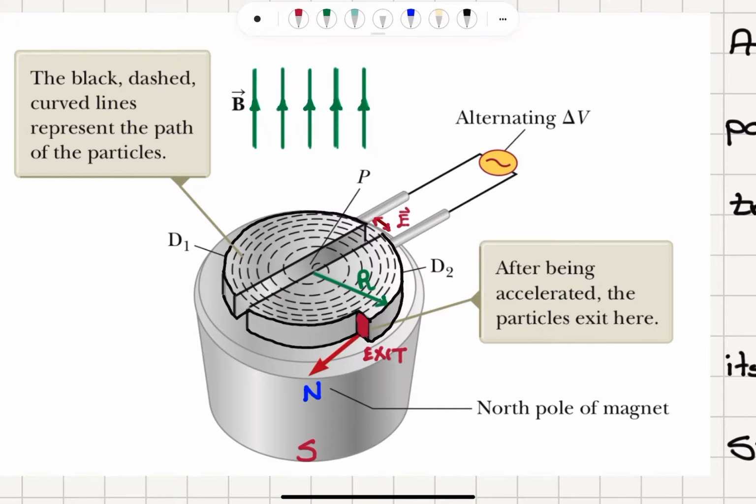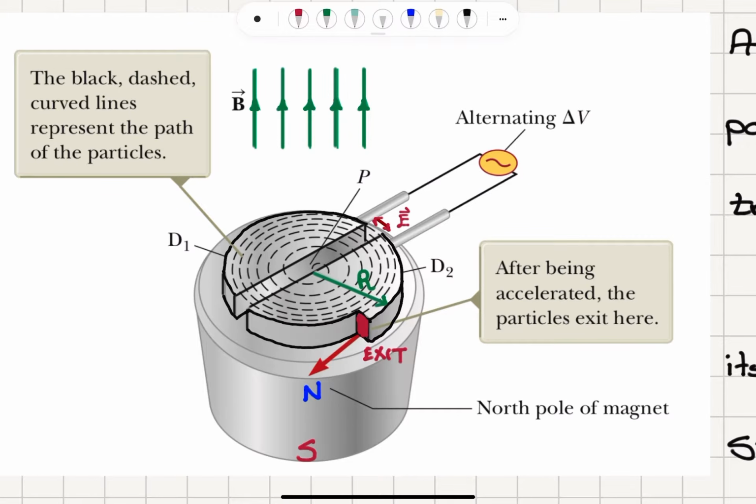The north pole of the magnet is on this side, therefore we have on top of this magnet a uniform magnetic field that is perpendicular to the magnet. So it's going to be pointing in the j-hat direction, if this is the x and y axis.